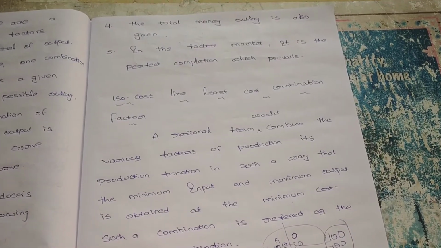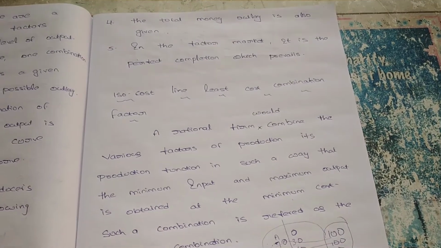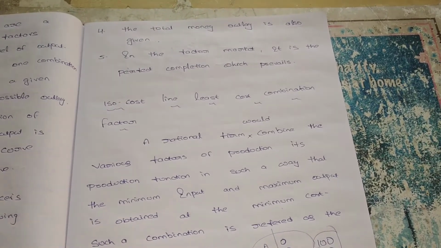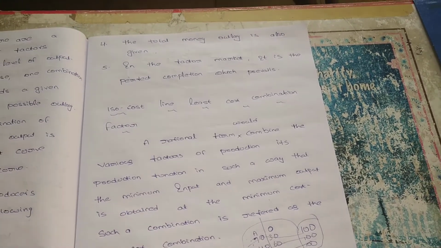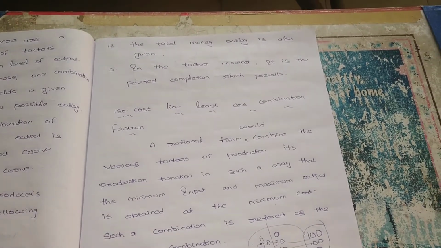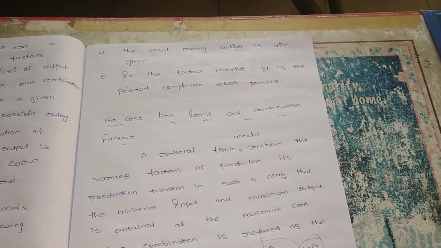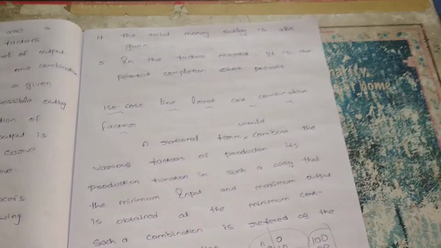And also, what is the least cost combination? In which way can we say it is a least cost combination? In a rational form, there are different types of combinations of inputs. Among these different combinations, we have to choose the right combination. The combination which gives the least cost of production, with minimum input and minimum cost with maximum output, we can say is the least cost combination.